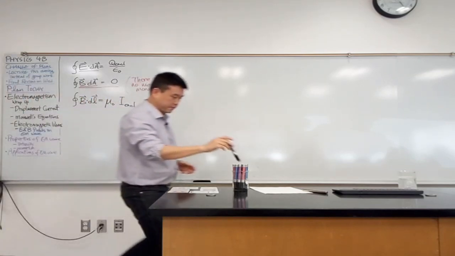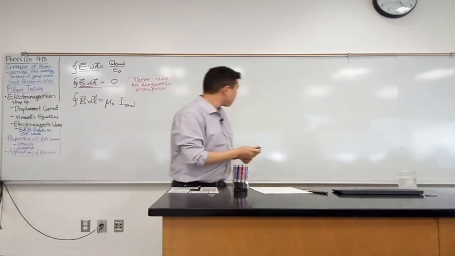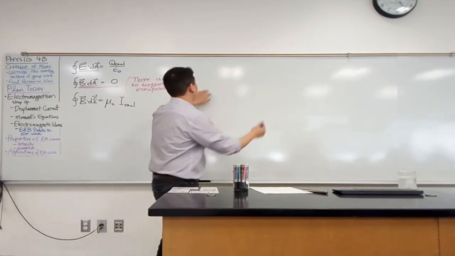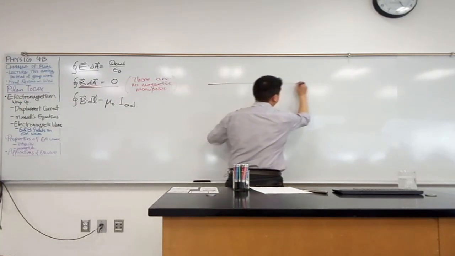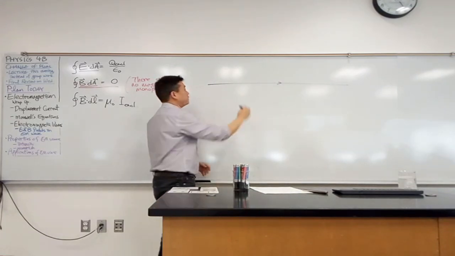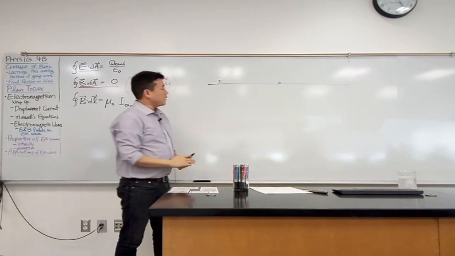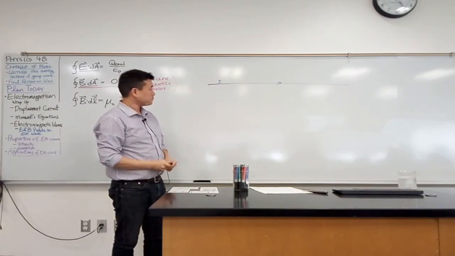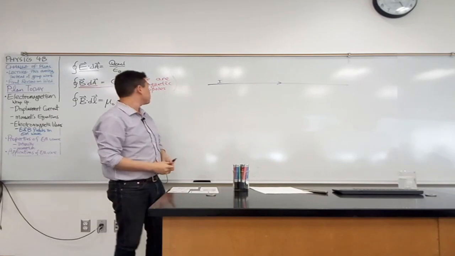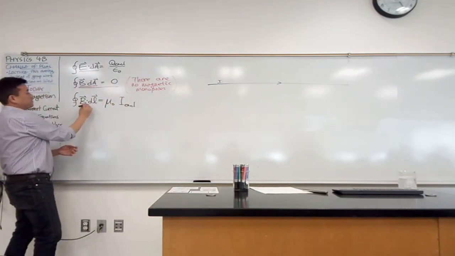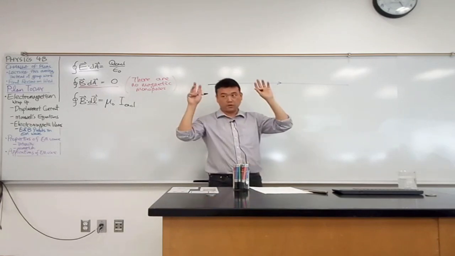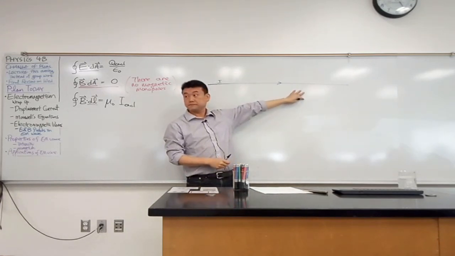So let me draw this as an example. Suppose I have a current that's going from left to right. So it's just an infinitely long line of current, I. How would I choose a loop that would be the basis of this integral here? How would I choose a loop that somehow encloses this current?